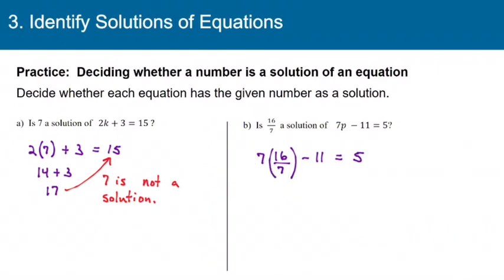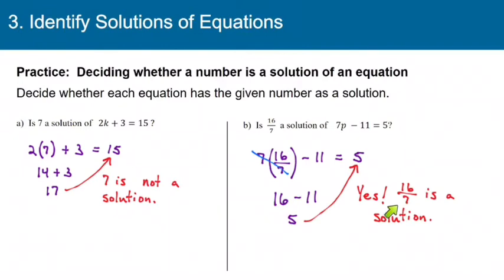Or in other words, we can simplify this, get rid of the 7s, and now we have 16 minus 11, and we know that 16 minus 11 is 5. That does match the right side, and therefore, yes, 16/7 is a solution of this equation.